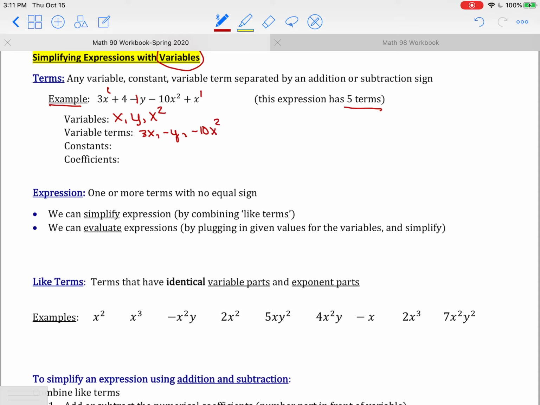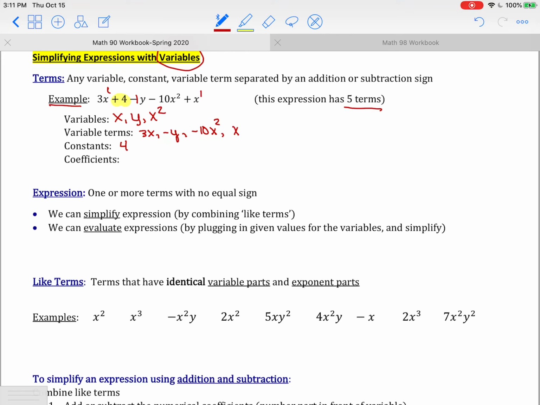Negative 10x squared. That whole thing is a variable term. And an x. Constants. The only constant that we see in here that is not multiplied by a variable, so it's not part of a variable term, is the 4.